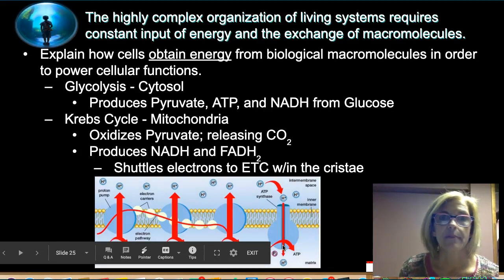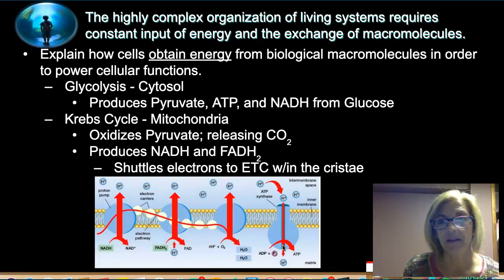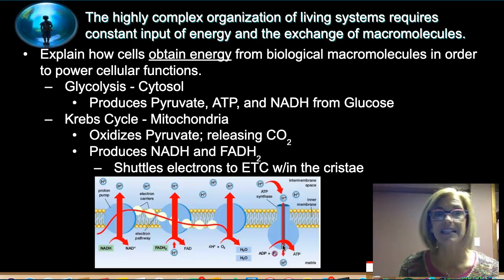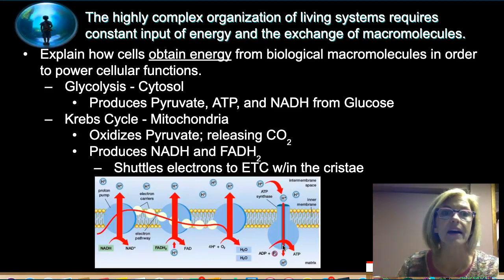Okay, so now we're obtaining energy from macromolecules. So this makes me think of cellular respiration. So this says explain how. So now I want to just talk about the process, explaining it to somebody else so that they can understand the biological principles and concepts involved with the process. So I would talk about glycolysis. Well, this whole thing is a series of biological pathways, right? So you might include that.